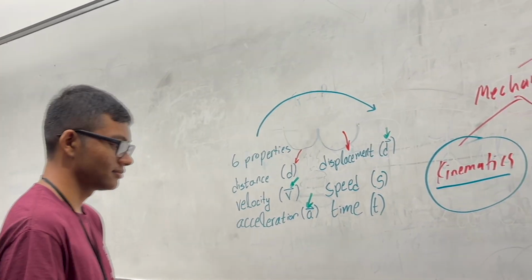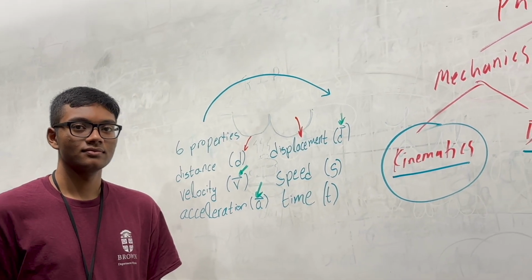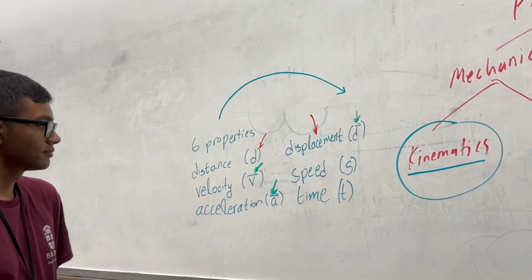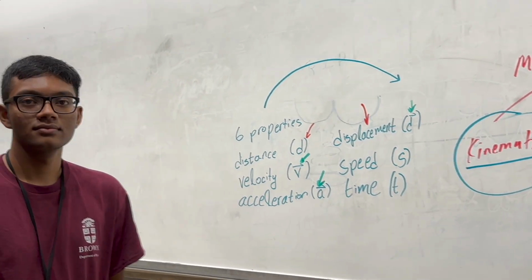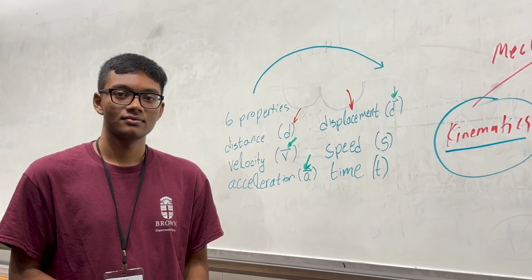Out of these 6 properties, how many of them are scalar and how many of them are vector? And before you do that, can you tell us what the differences are between vectors and scalars?